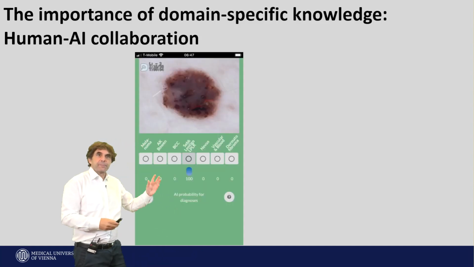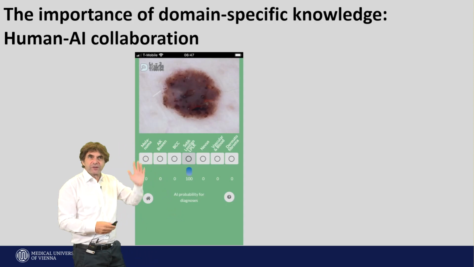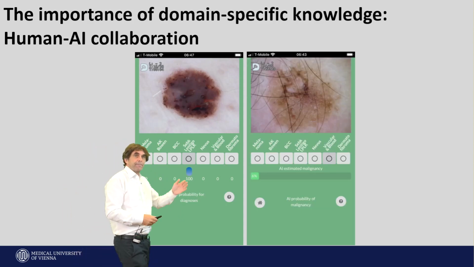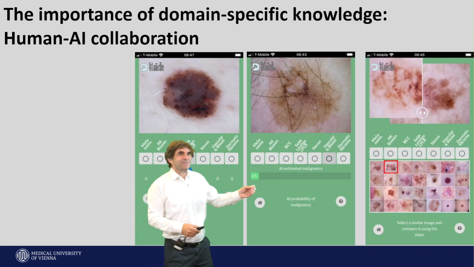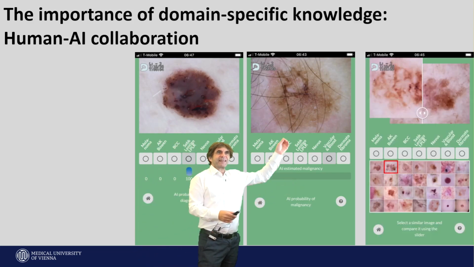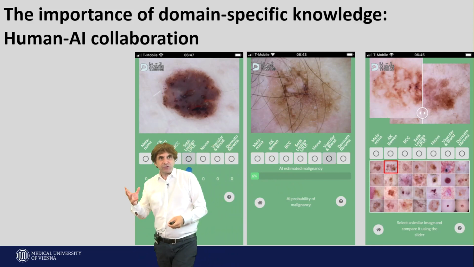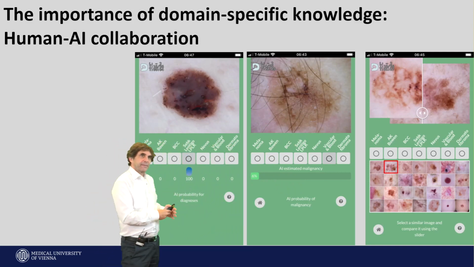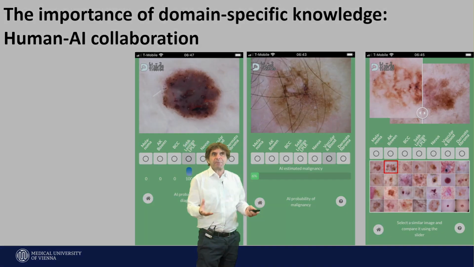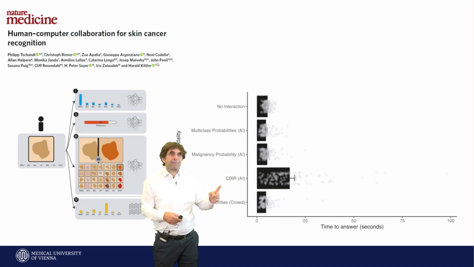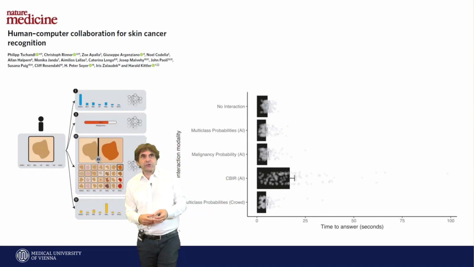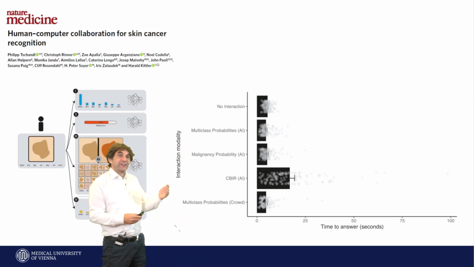And we gave them different types of output. First, we gave them the multi-class probability. Remember, these were 7 classes. Then we gave them binary probability, benign versus malignant. And then we gave them multiple images that are similar to the image in question, but with known diagnosis. This is content-based image retrieval, you know that. We tested these different outputs, and you can see here that the time needed for the humans to interact with the algorithm depended on the output.